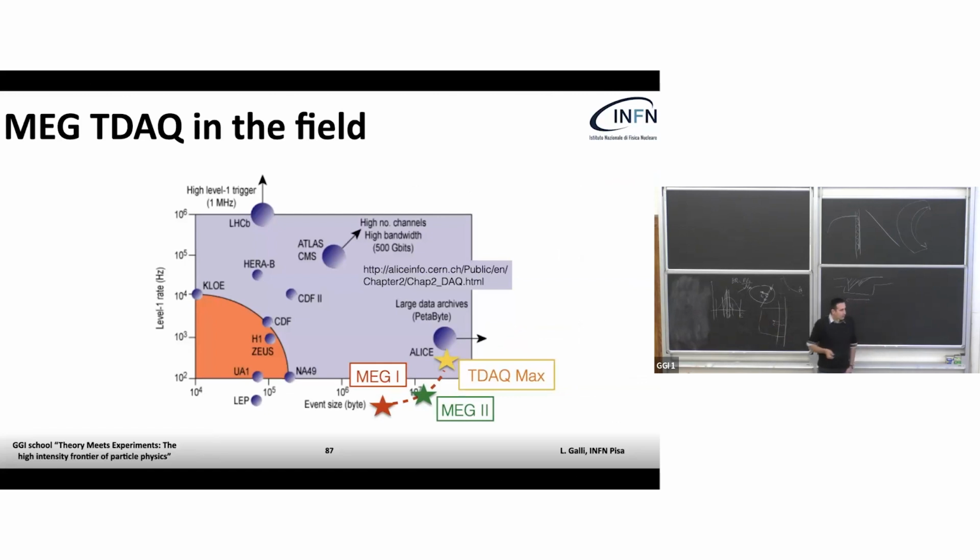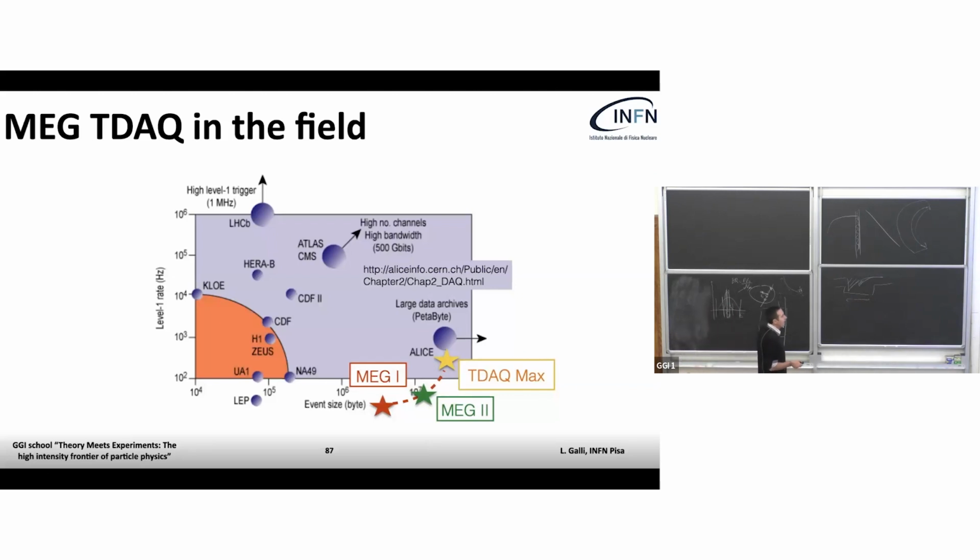And if we put our TDAC in the field, you see that we are a peculiar case, but we can stay here with all the other experiments. In this plot, we have the event size versus the level 1 rate. So the first level rate, we just have 1 level, okay? So this is our trigger rate. In our case, it's level 1.